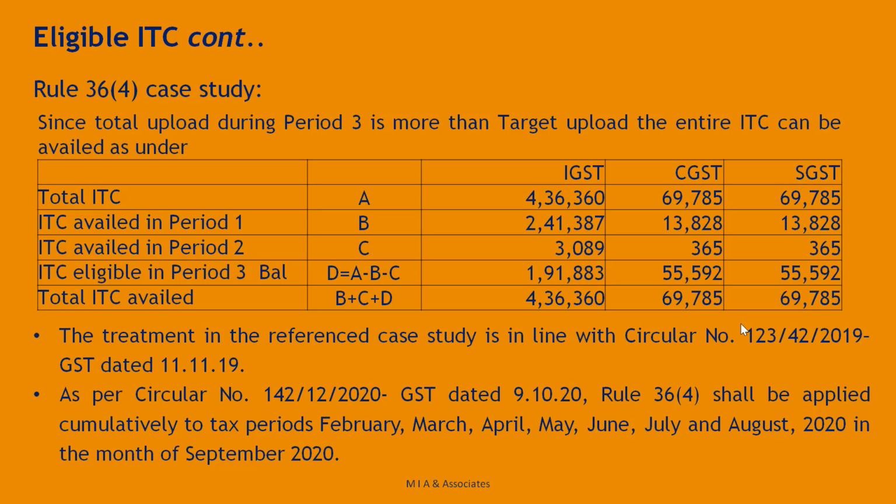So therefore, any fluctuations in credits during these months can be done away with, and the entire ITC can be availed at the end of the cumulative period, and if all the suppliers upload their invoices, the recipient would be fully eligible for the 100% credit.